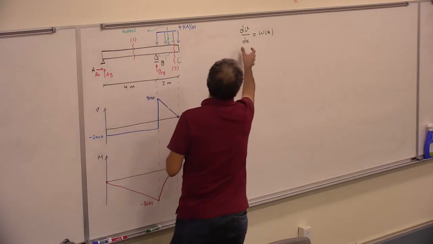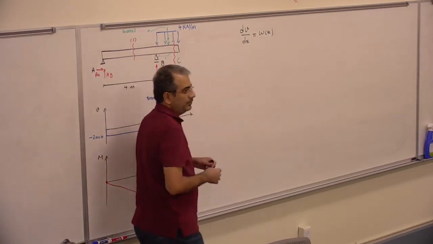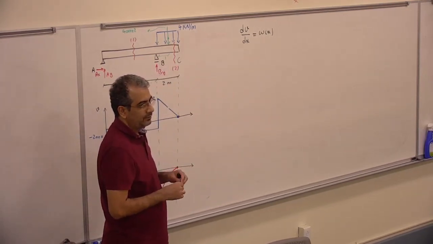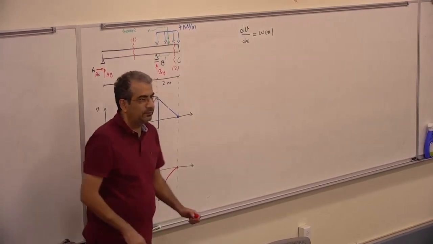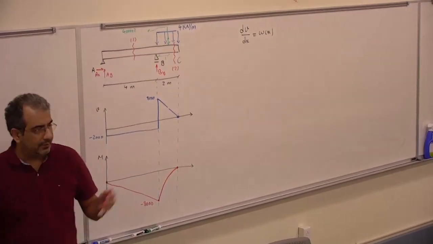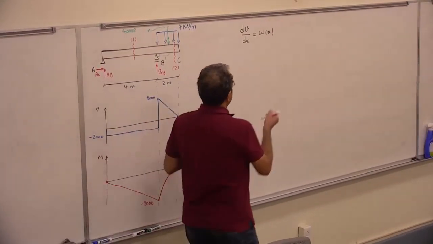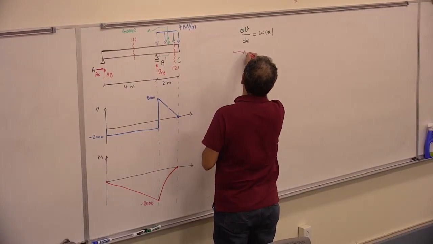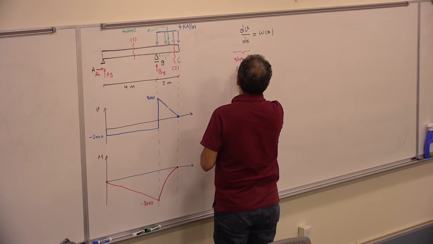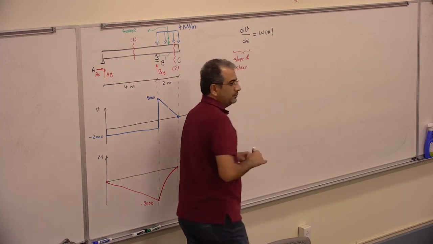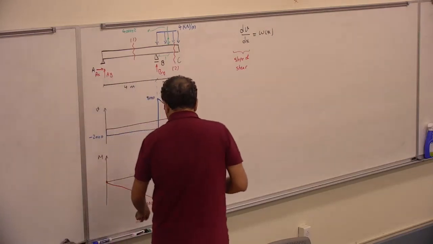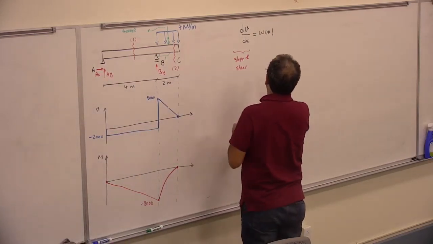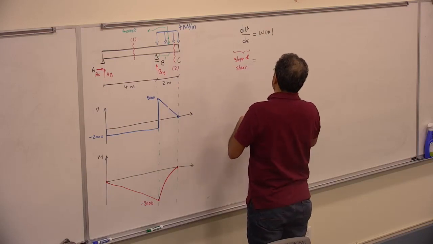So what is this one? dV over dx is the slope of the shear, correct? This is the slope of shear. So the slope of the shear is equal to what? Distributed load.